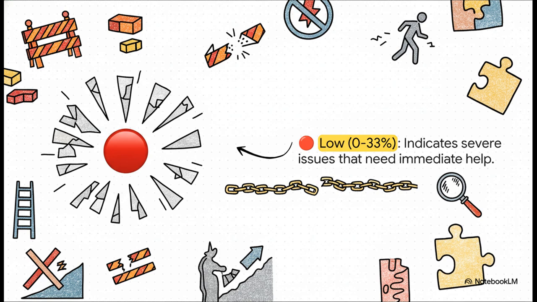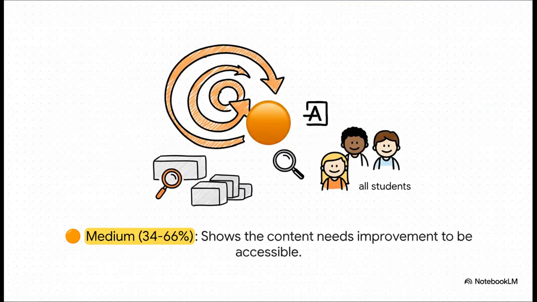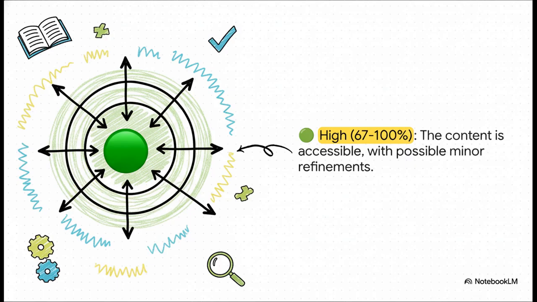So if you see this red dial, that's Ally's way of saying, whoa, stop. It means your content has a low score. There are some pretty significant barriers here that really need your immediate attention. Now, an orange dial puts you in the medium range. This basically means your file is on its way, but it definitely needs some improvements to be accessible for all of your students. And don't worry, Ally will walk you through exactly what to do to boost that score. And this is the goal, the green dial. When you see green, it means your content has a high score and is considered accessible. It gives you a really clear visual target to aim for with every single piece of content you create.